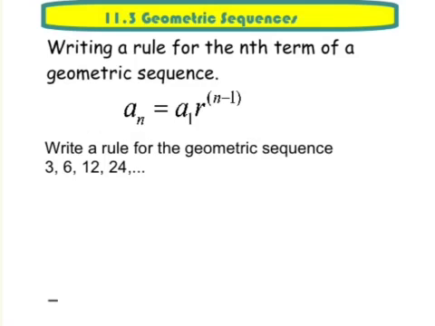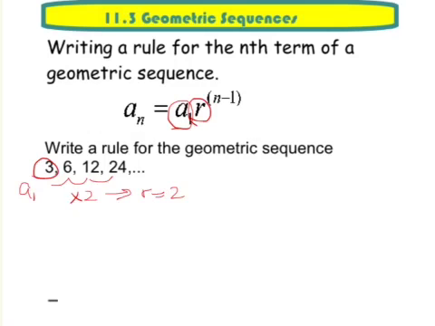Now, when we write a rule for a geometric sequence, we need to know two things. So here's our general form. We need to know the first term, and we need to know r. So taking a look at this sequence here, I know it's geometric because I am doubling each time, so I'm multiplying by 2. That means r is 2. And right here, there's my first term.